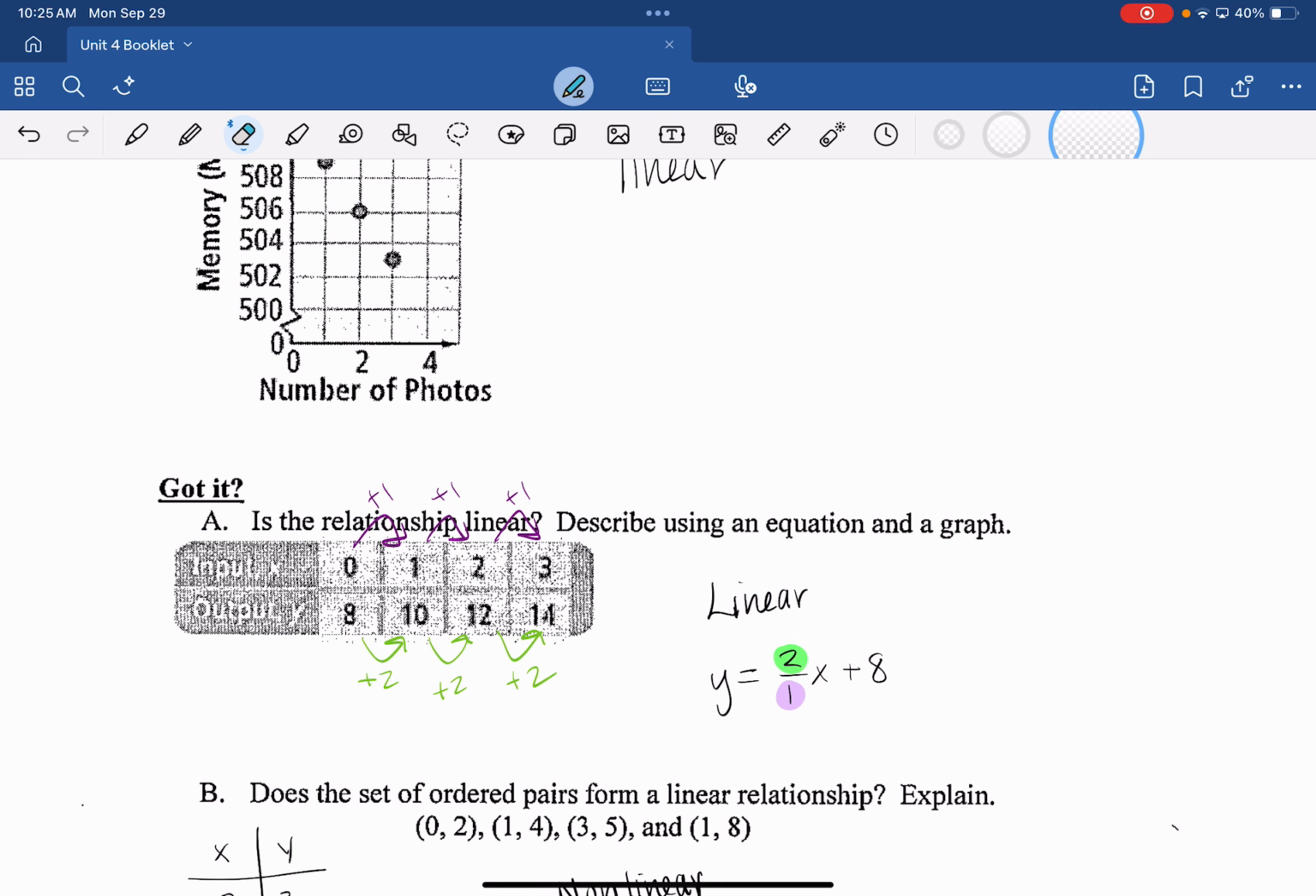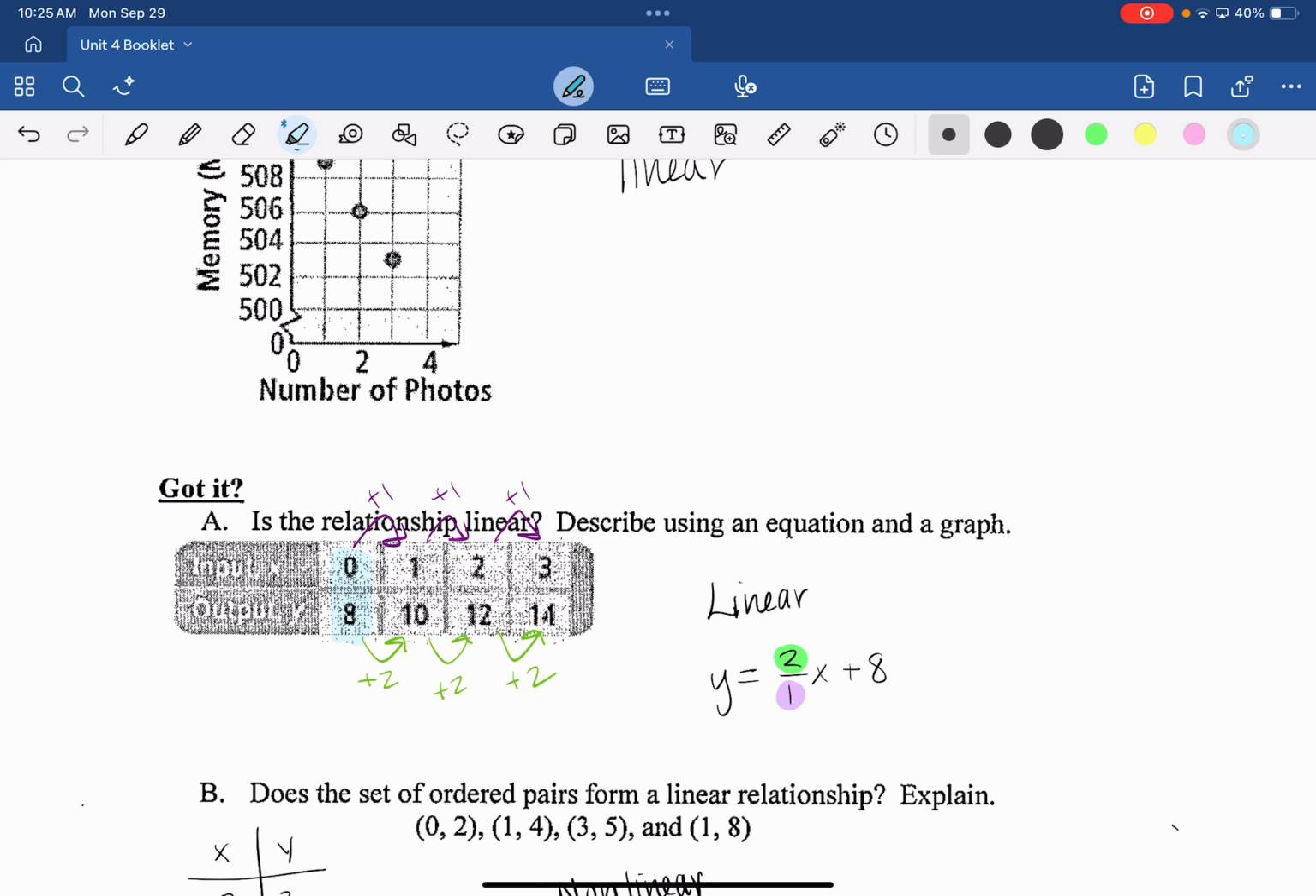All right, so for A, we should have got that it was linear, and here's the equation that proves it, right? We have our change in y was 2 over our change in x, which was 1. x plus 8 because 8 is with the 0. Okay, right here. So I know it's plus 8.